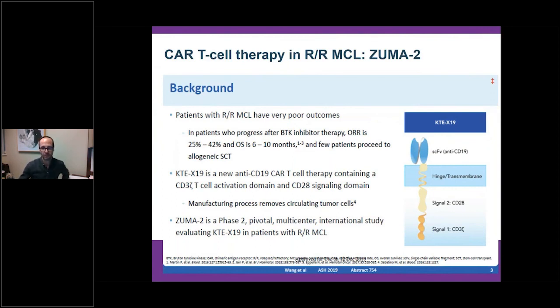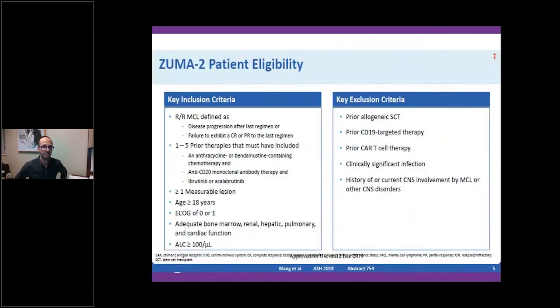So that's what this diagram is showing, where it has a component in the surface of the membrane that recognizes, in this case, CD19, which would be on the surface of B cells, and these additional signal components that make it highly active. This was a study of patients with mantle cell lymphoma who had received essentially all active therapies, and in particular, patients who had received rituximab, chemotherapy, and a BTK inhibitor. These were patients in a very difficult situation because of a lack of good therapies. So these patients went on to receive a single treatment with KTE-X19.